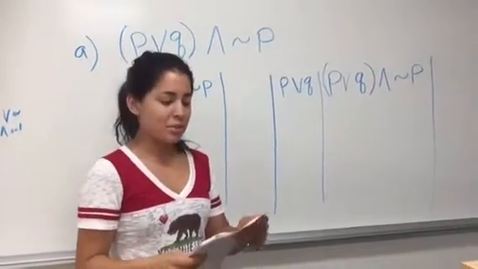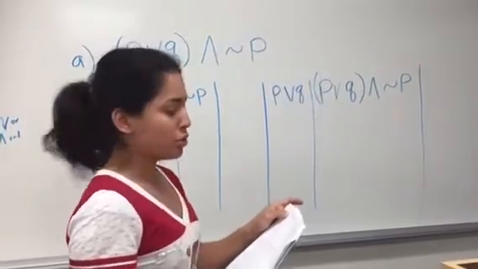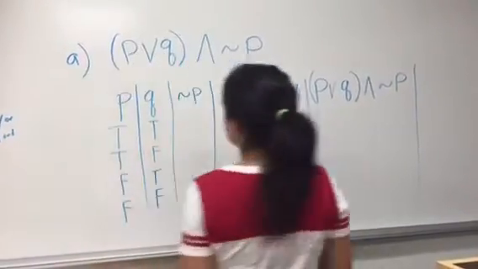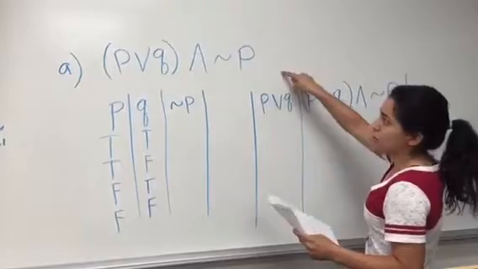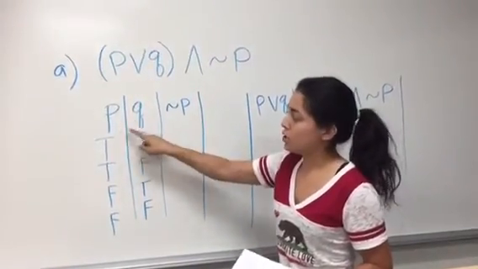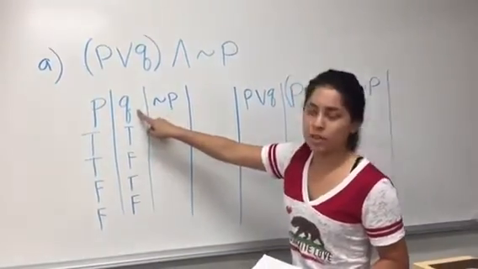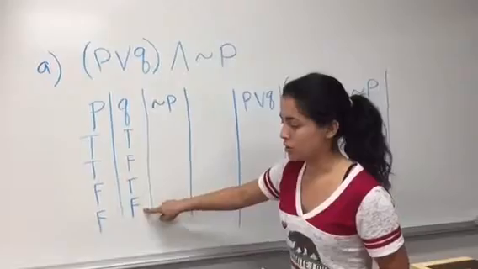So I'm Daniela and I'm doing number 9, and part A, construct a truth table for the following. So here's what they want us to construct a truth table on, and I already started with P, and for P and Q, you're always going to have true, true, false, false. For Q, you're always going to have true, false, true, false.